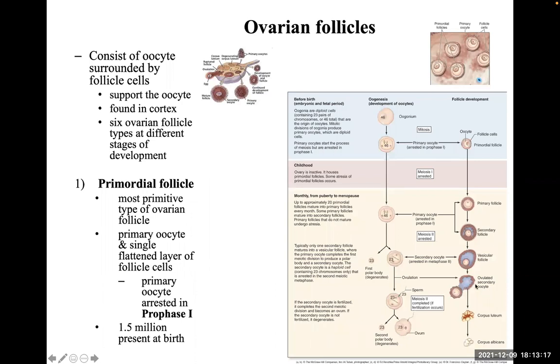Okay, so I'll revisit this diagram here in a moment. So don't worry, I'm kind of skipping over this puberty to menopause portion at the moment, because I'm going to talk about it in more detail when we get to Graafian follicles.